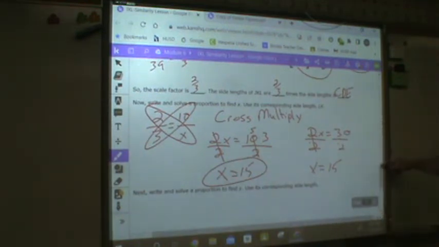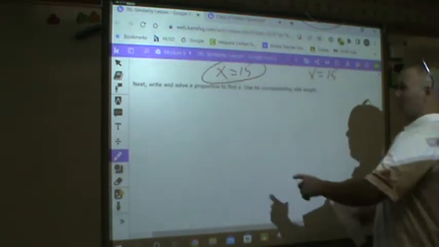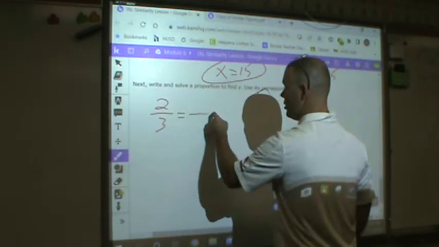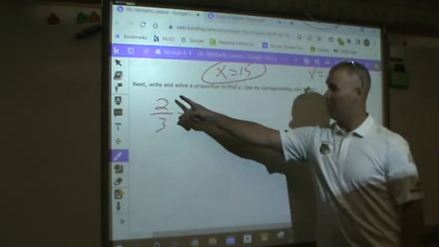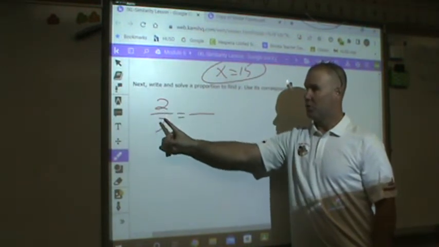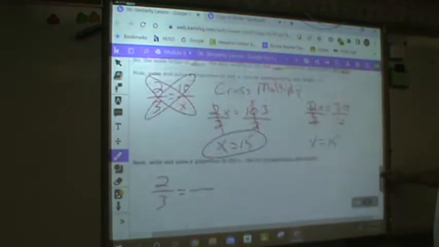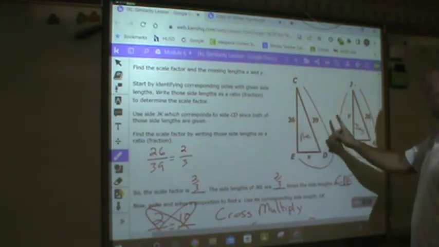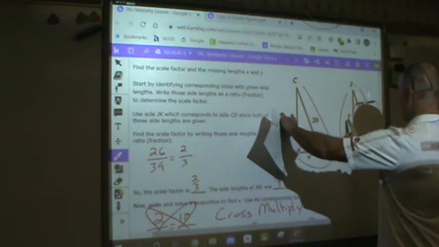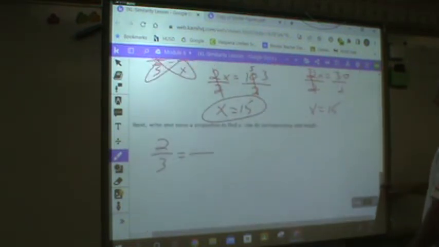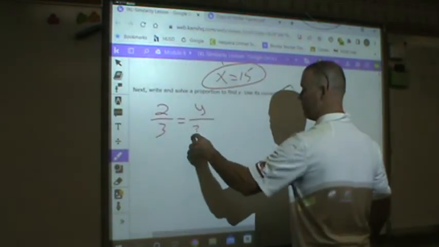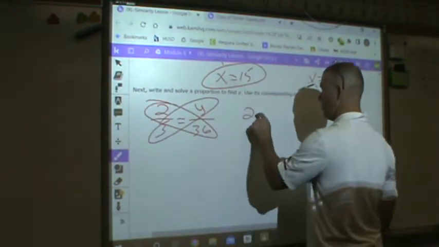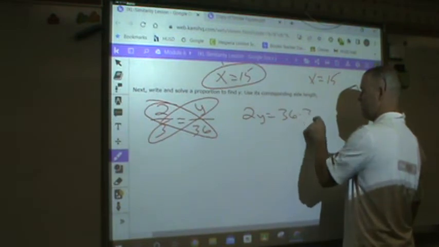Now it wants me to find y. Next, write and solve a proportion to find y. I'm going to use the same scale factor. 2/3 is going to be equal to, remember, I went small to large. So I'm going to do the same thing over here, comparing my y value. Small to large. Small to large. Corresponding sides. So y over 36 is my next ratio. Y over 36. I cross multiply, because that's how I solve proportions. 2y is equal to 36 times 3.